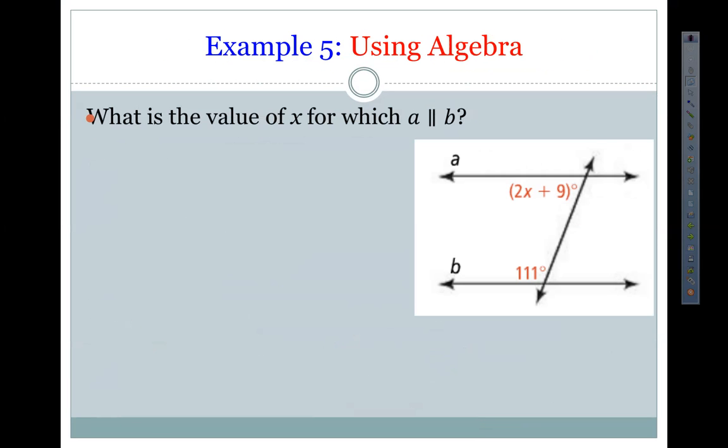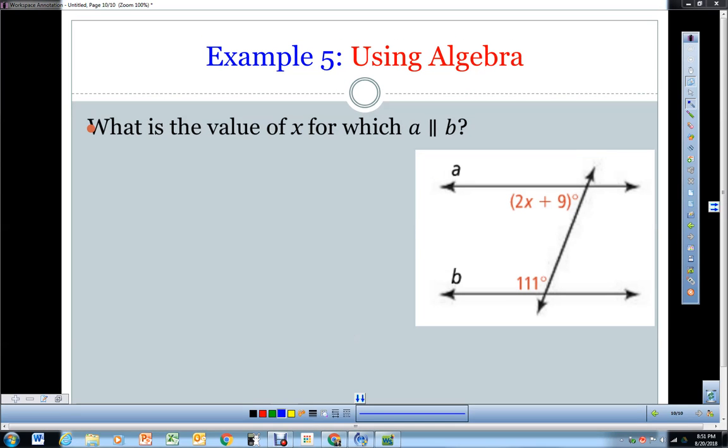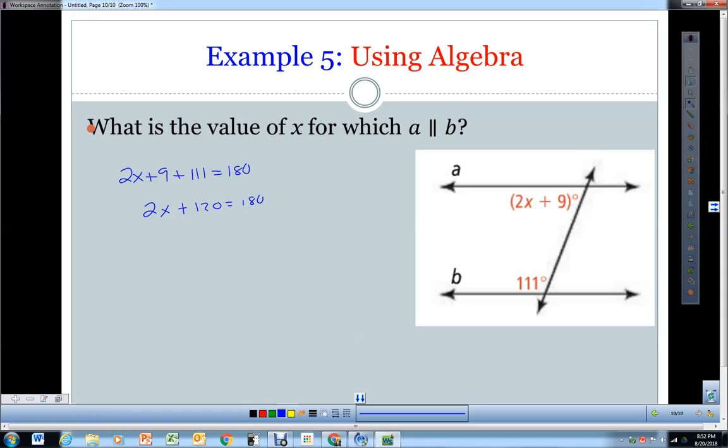So now, what is the value of x for which a is parallel to b? All we have to do is find x here. If you look here, I've got these two angle measures. These two are going to add up to be 180 because they are same-side interior angles. So I'm going to take 2x plus 9 plus 111 equals 180. We add these two together, combine like terms, it gives us plus 120 equals 180, subtract 120. 2x is equal to 60. Divide by 2, and x is equal to 30.